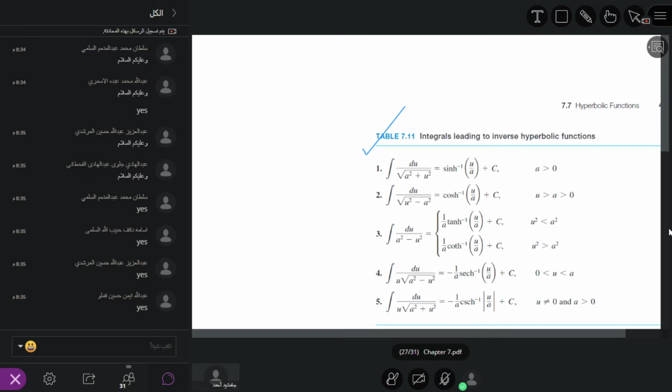After that, we discussed the inverse hyperbolic functions. Sine hyperbolic inverse x is equal to log natural of x plus square root of 1 plus x square. Cosine hyperbolic inverse x is equal to log natural of x plus square root of x square minus 1. Tan hyperbolic inverse x is equal to 1 by 2 log natural of 1 plus x divided by 1 minus x.